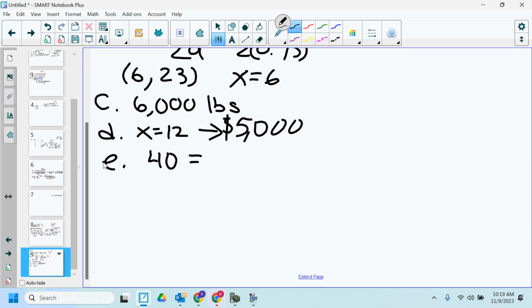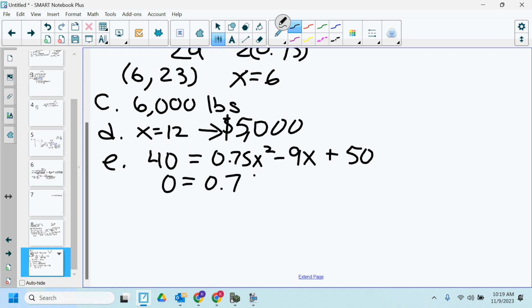Now, instead of Y, we use 40 and have it equal to that equation you had, which was 0.75 x squared minus 9x plus 50. Ooh, what does this look like we're about to do? We have a quadratic equation, so we want it equal to 0. You guys, I'm so glad we know that. Now that I have a quadratic equal to 0, what do you think I'm going to use to solve for x?